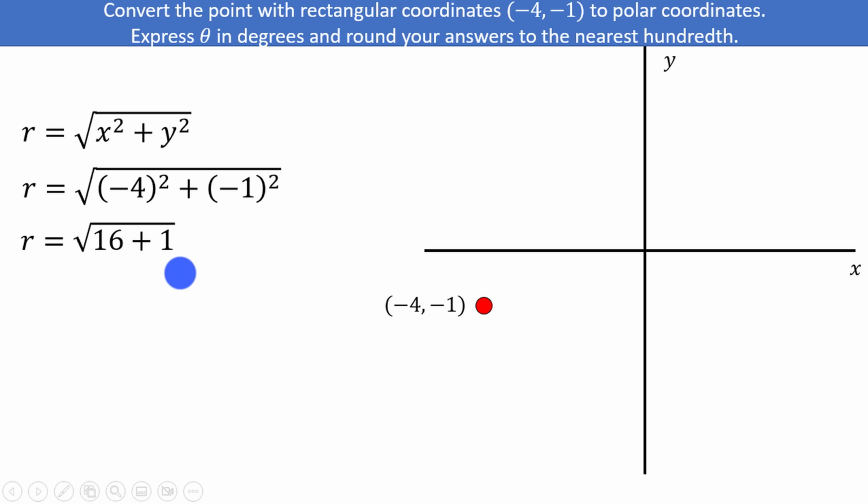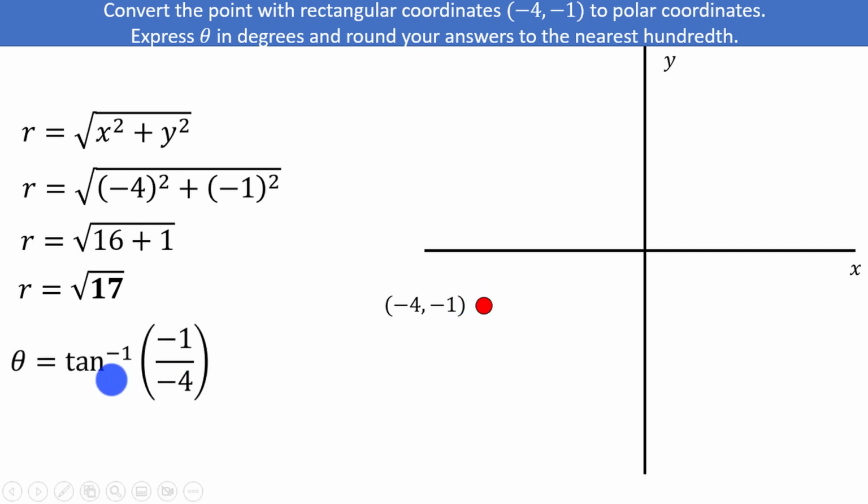This is the square root of 16 plus 1, or the square root of 17. We must travel the square root of 17 units in some direction to reach our point. What direction must we travel? Well, let's find theta by taking the inverse tangent of y over x. We have the inverse tangent of -1 divided by -4. This becomes the inverse tangent of 1 over 4.